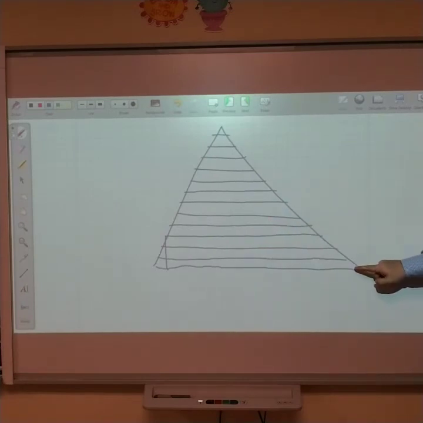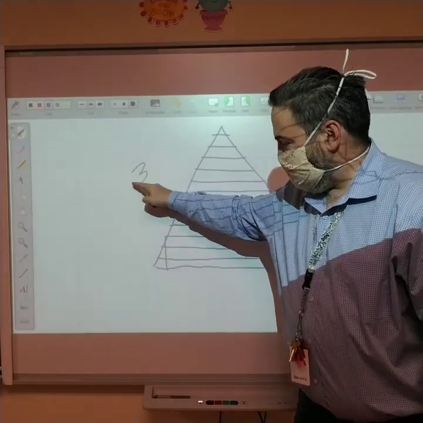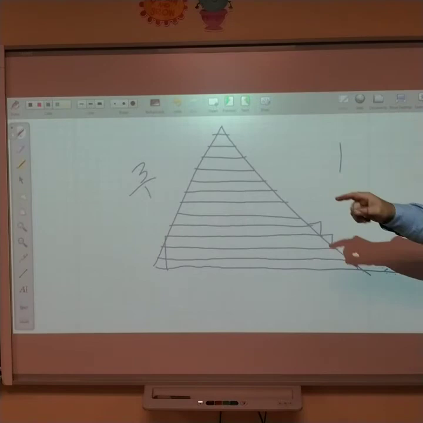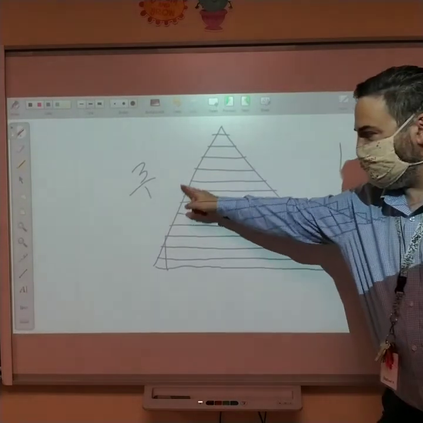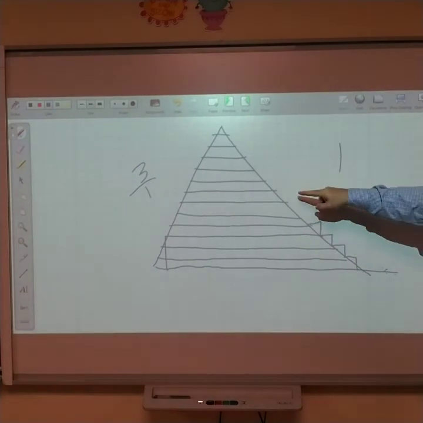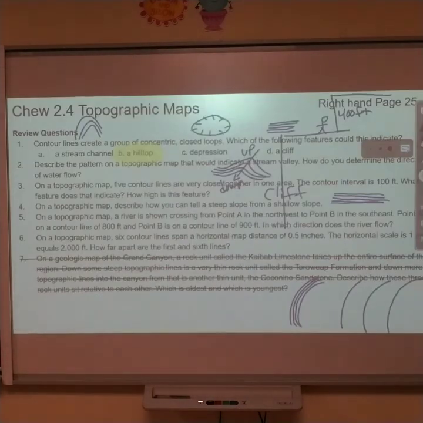Over here, it's almost 1 to 1. You go up 1 and over 1, up 1, over 1, up 1, over 1. So the slope of this is 1. The slope of this would be 3 over 1. So that's a very steep slope. The lines are closer together, horizontally speaking, and these are farther apart.